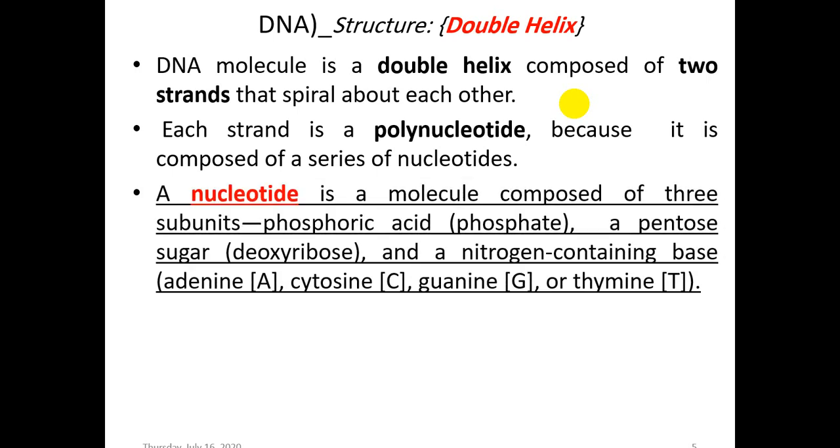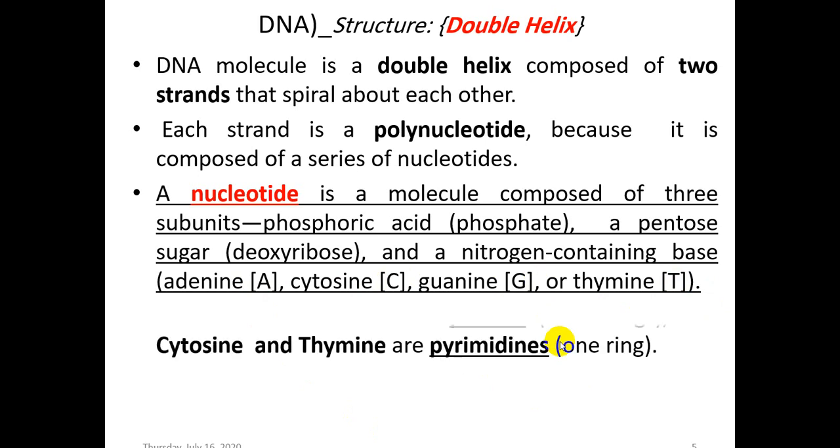Okay, nucleotide. What is a nucleotide? It is a molecule composed of 3 subunits. Phosphoric acid, the phosphate, P. Pentose sugar, deoxyribose, and a nitrogen-containing base. Sorry, I was speaking Arabic. The bases are adenine, abbreviated A, cytosine C, guanine G, and thymine T. So adenine is paired or connected to T, and C with G.